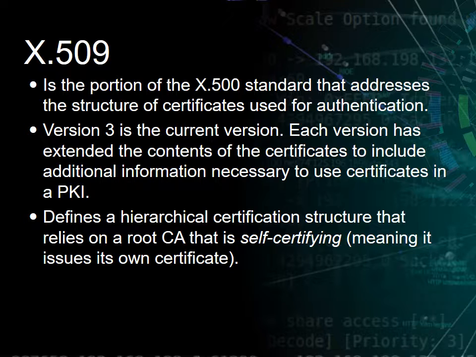It does define a hierarchical certificate structure that relies on a root CA, and so this X509 certificate standard is essential to public key infrastructure, and it goes back to the previous chapter where we were talking about the root certificate authority all the way down to the certificate issued to the individual user, and how it traces back to the intermediate certificate authorities and so forth.